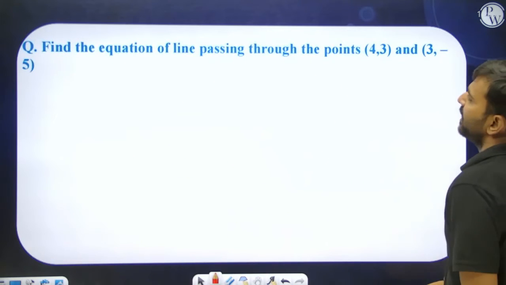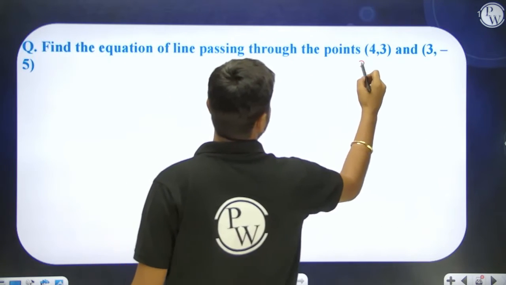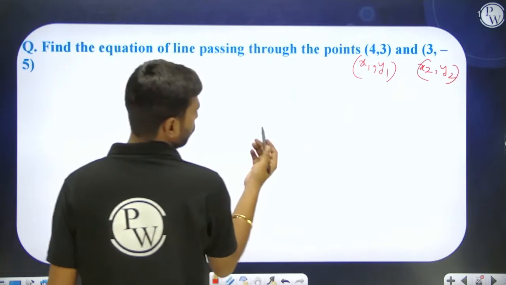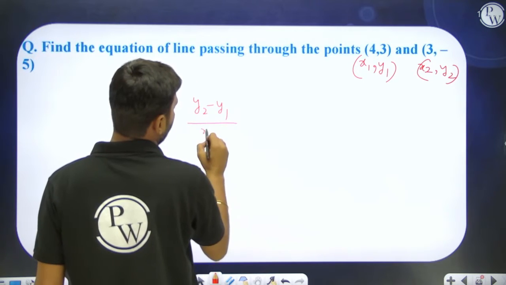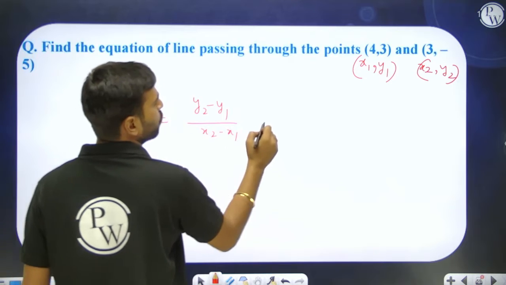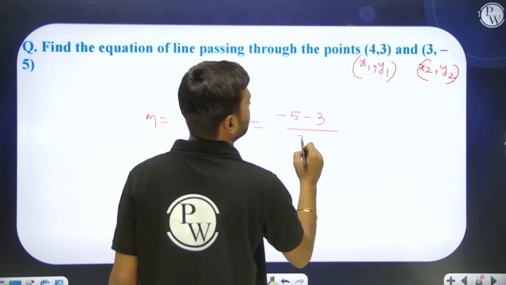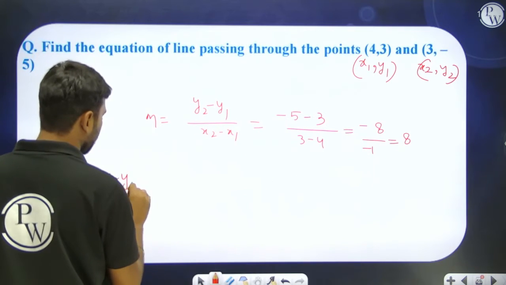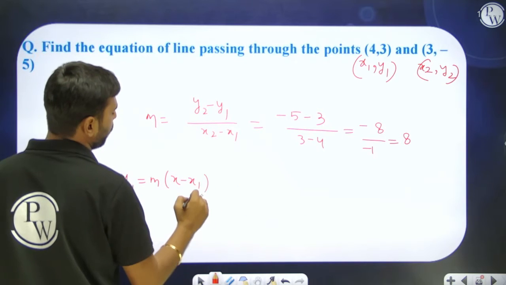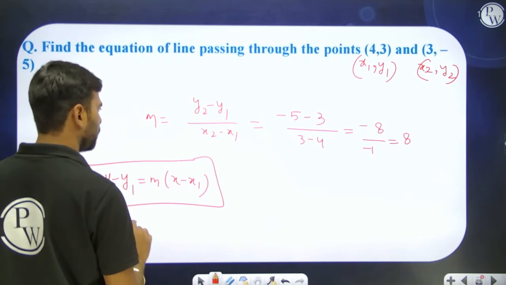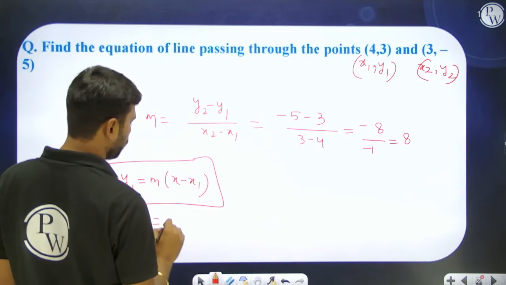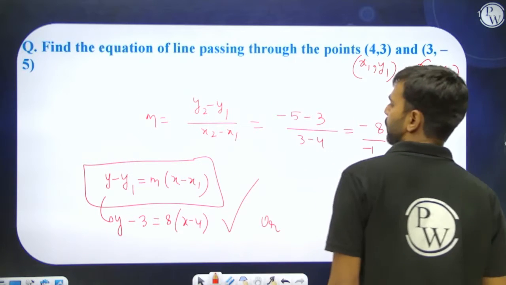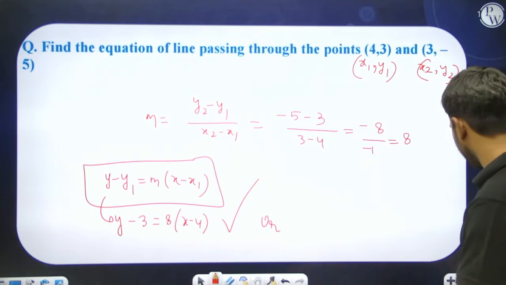Alright, moving ahead, find the equation of a line passing through this and this. So we can say that this point is our x1 comma y1 and this point is x2 comma y2, 3 comma minus 5. So y2 minus y1 upon x2 minus x1 is going to be our slope. So our slope is minus 5 minus 3 divided by 3 minus 4, so minus 8 by minus 1 equal to 8. Now y minus y1 equal to slope times of x minus x1, and the equation of the straight line will look like this: y minus 3 equal to 8 times of x minus 4. This is our straight line. Or we can also use y minus y2 equal to m times x minus x2, so that is going to be the same only.